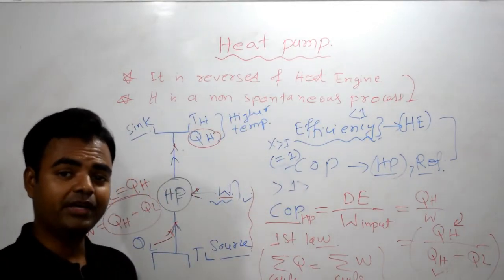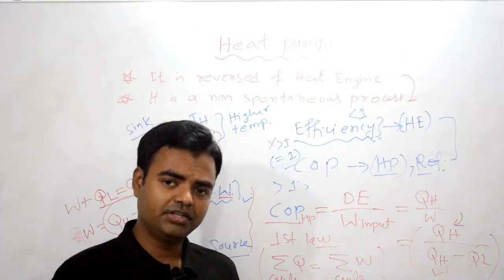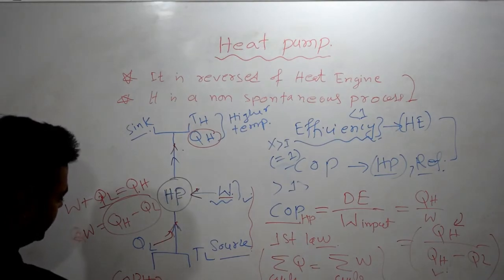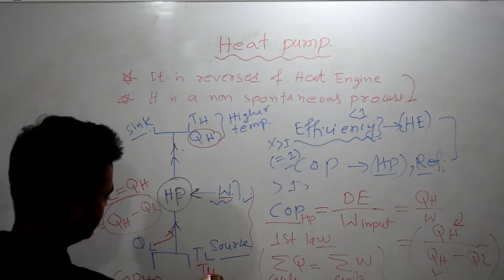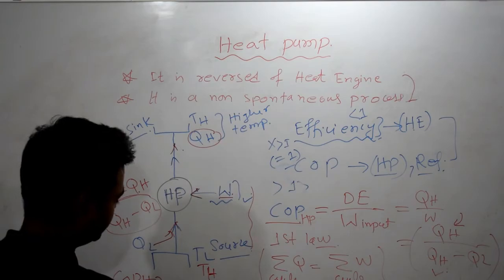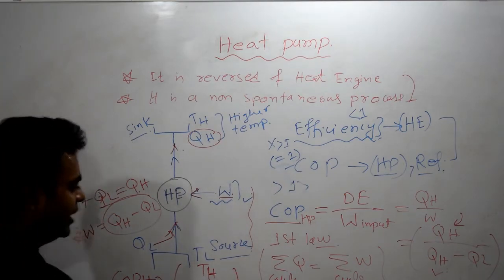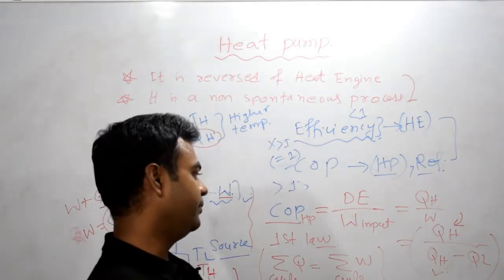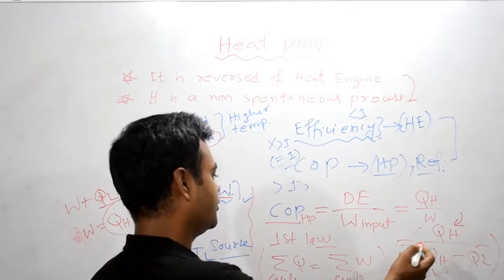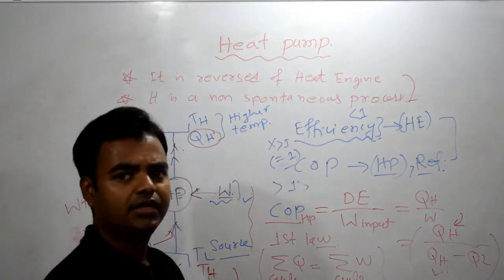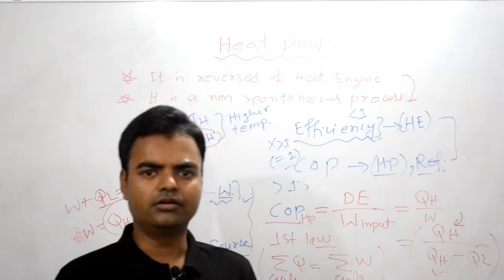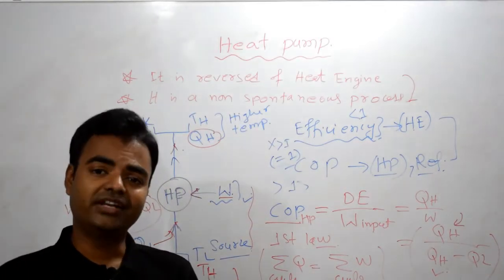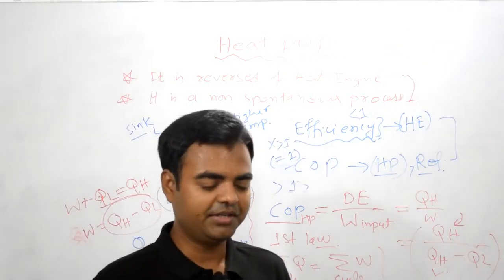But if you are talking about how we can find it in terms of temperature, then it will be like this: COP of heat pump is equal to TH by TH minus TL. Well, if in an examination question they are telling you to find COP and they have given values of heat as well as temperature, then you can consider heat first, because through heat we can get the actual COP, and through temperature we can get the maximum COP, right?